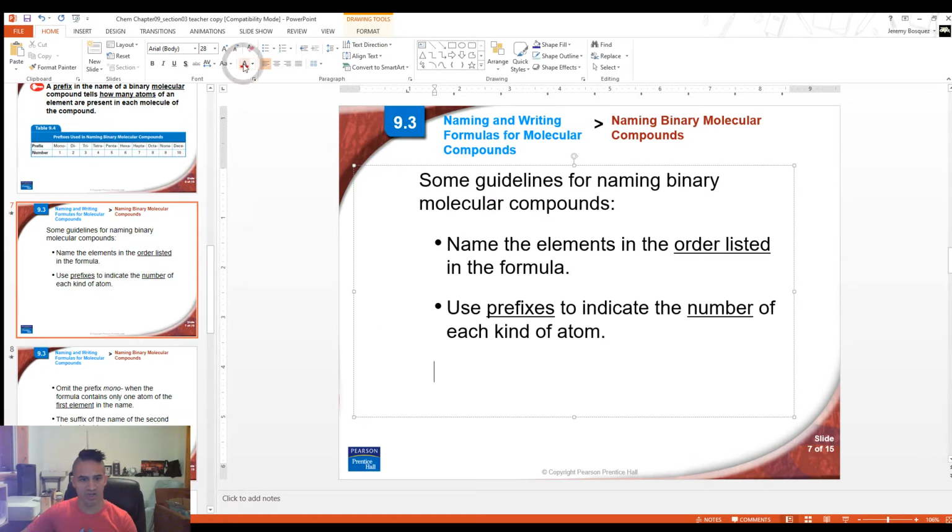So here's an example. Let's name this compound. Let's go CH4. Okay. So we're going to name the elements in the order that they are listed in the formula. So we have carbon and hydrogen. We're going to use prefixes that indicate the number of each kind of atom. So for carbon, we only have one. So the prefix for one is mono. And for hydrogen, we have 4. The prefix for 4 is tetra. Okay, so far we have monocarbon, tetrahydrogen.